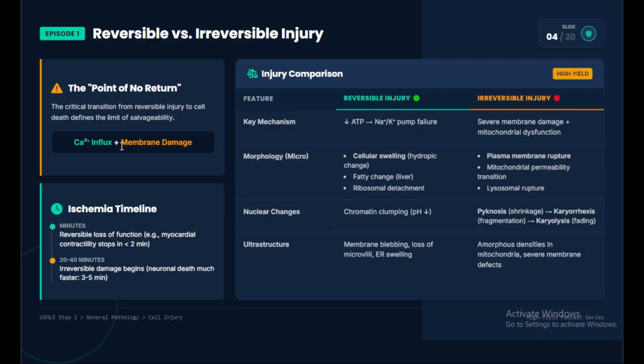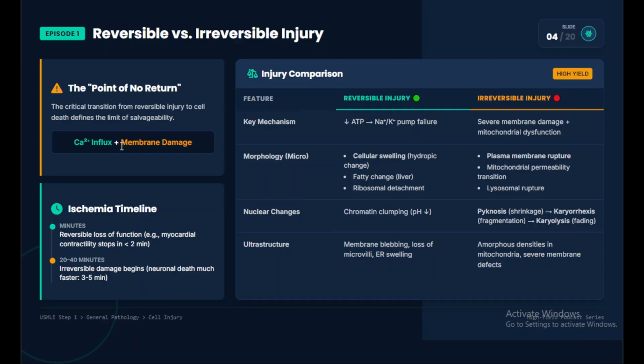So now let's talk about reversible versus irreversible injury. I've talked about this in my previous lectures as well, but here I'll go into this topic, and I'm sorry, I'll be super fast here. In reversible injury, the main problem is ATP depletion. Because ATP drops, the sodium potassium pump fails, and when this pump is not working, sodium accumulates inside the cell. Water follows the sodium, the cell begins to swell, and this swelling is called hydropic change. So the hallmark of reversible injury is cellular swelling.